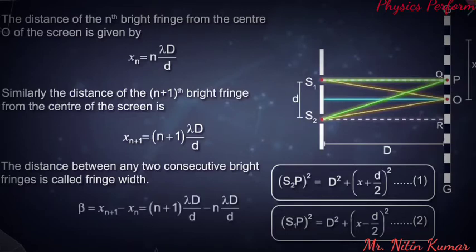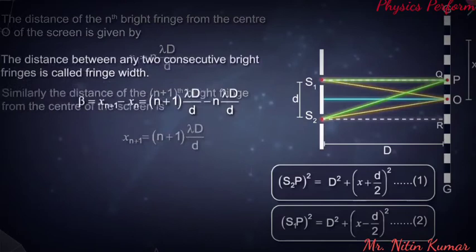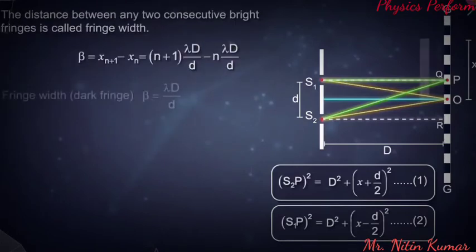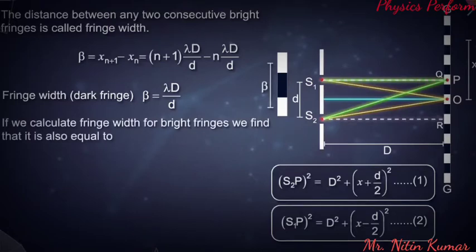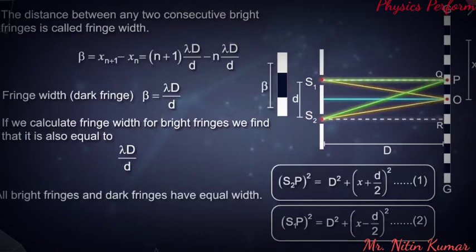Therefore, beta is equal to xn plus 1 minus xn, which is equal to (n plus 1) into lambda D by d minus n lambda D by d. On simplification, we get fringe width beta is equal to lambda D divided by d. Similarly, if we calculate fringe width for dark fringes, we find that it is also equal to lambda D by d. Therefore, all bright fringes and dark fringes have equal width.